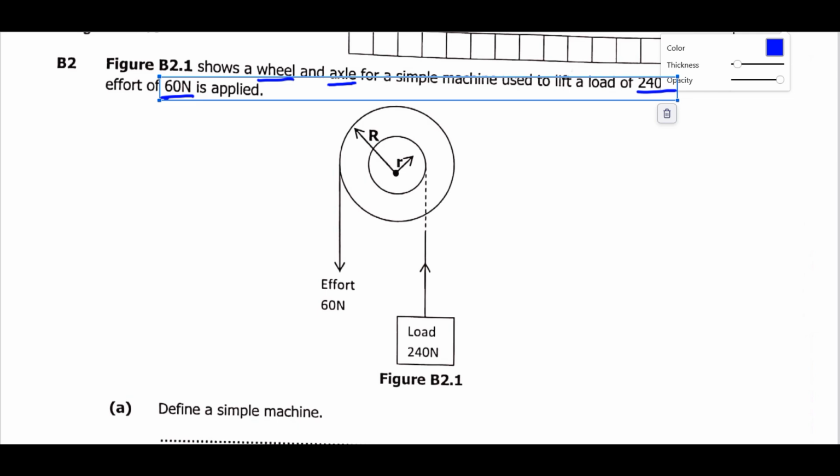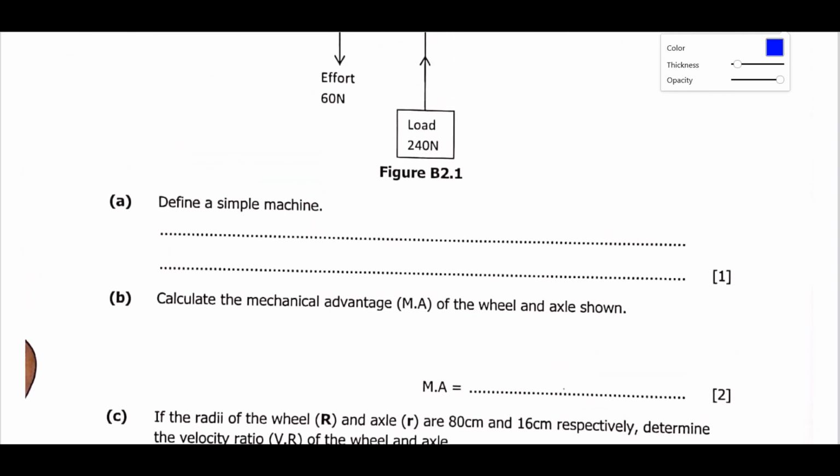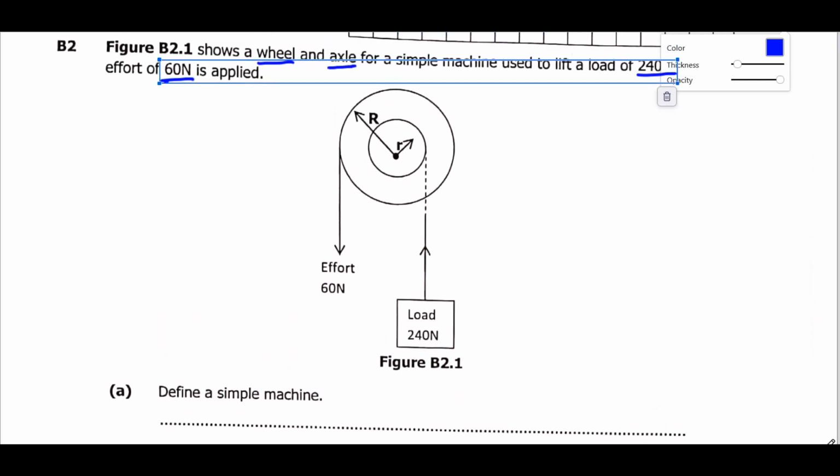I know that most of us were used to being given maybe an inclined plane or a pulley system. So you need to know that there are so many ways in which these machines can be given. Even you can have a question where you are given a wheelbarrow. That's a simple machine. Right, so the first question is all about define a simple machine.